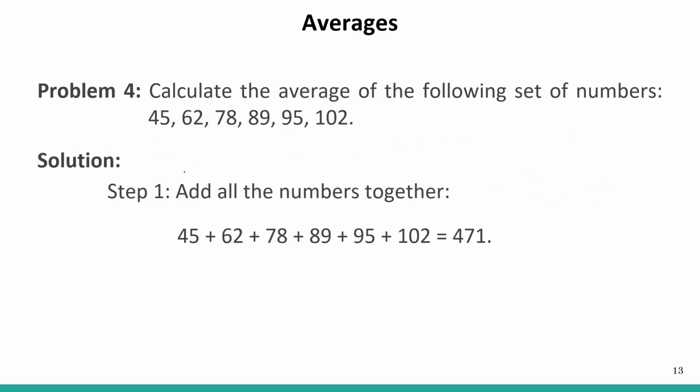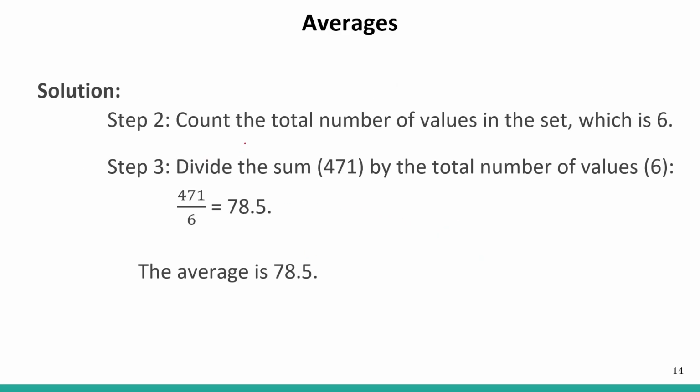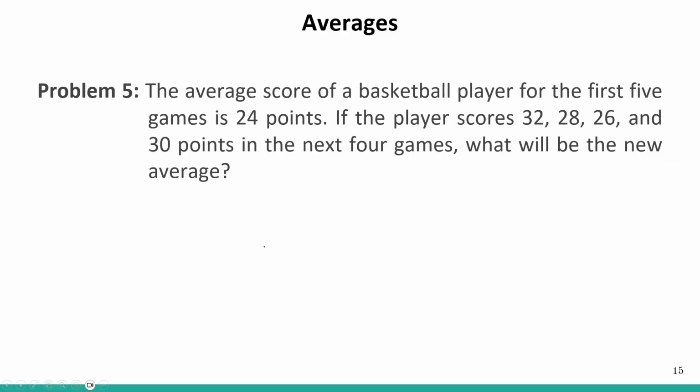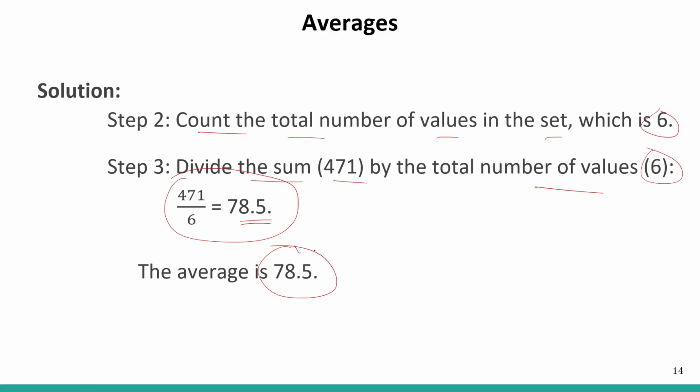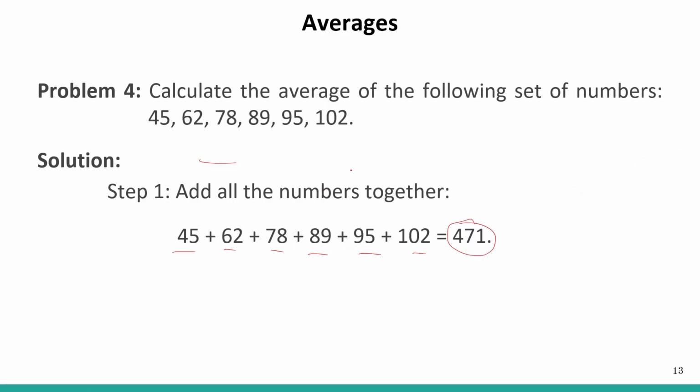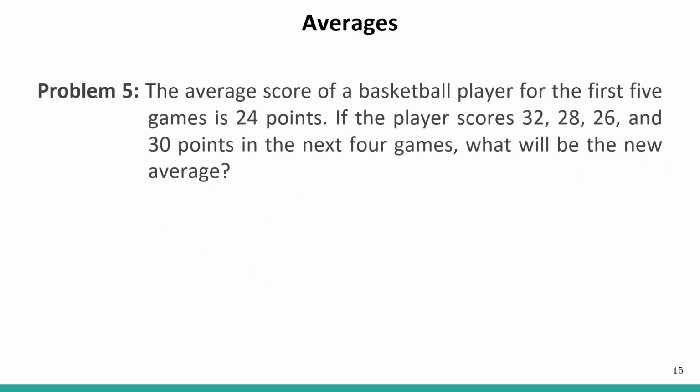Let's see. Adding all the numbers 45, 62, 78, 89, 95, 102, we have 471. Then count the total number of values in the set, which is 6, and divide the sum 471 by 6. So 471 by 6 is equal to 78.5. So the average is 78.5 if the numbers we want to calculate the average of are 45, 62, 78, 89, 95 and 102. Let's see problem number 5.